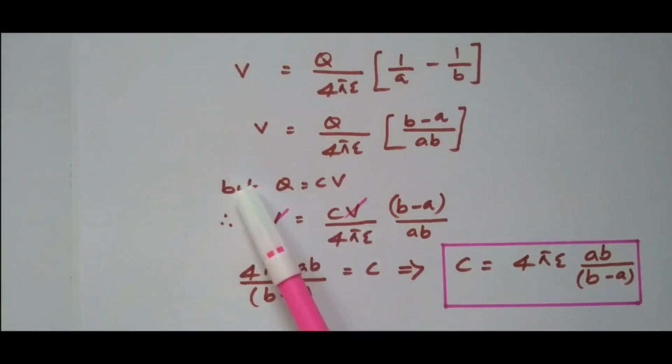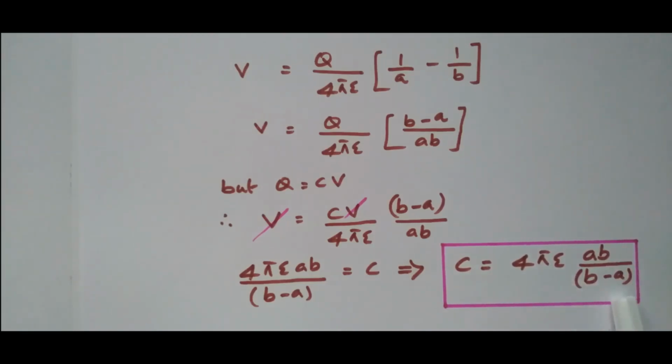Bring this term in the numerator. Bring this term in the denominator. So 4 pi epsilon divided by (B minus A) divided by AB again goes to the numerator. So 4 pi epsilon AB divided by B minus A equal to C. So that can be written as C equal to 4 pi epsilon AB divided by B minus A. So this is the expression for spherical capacitor with radii A and B. It is 4 pi epsilon AB divided by B minus A.